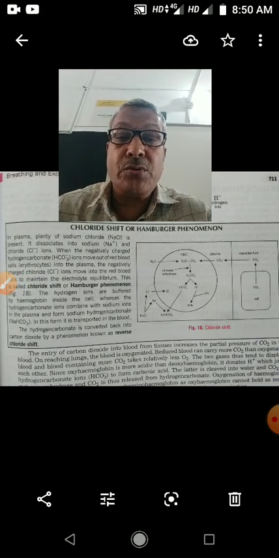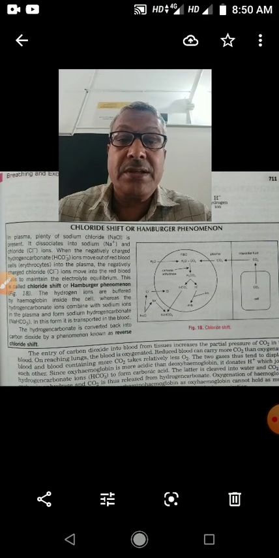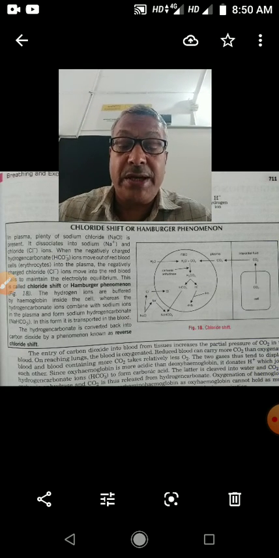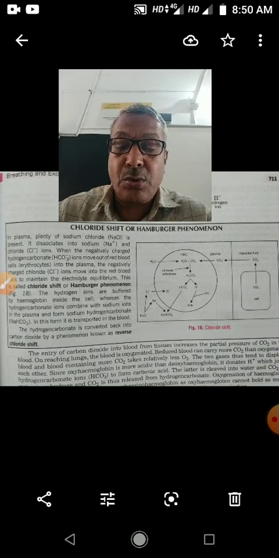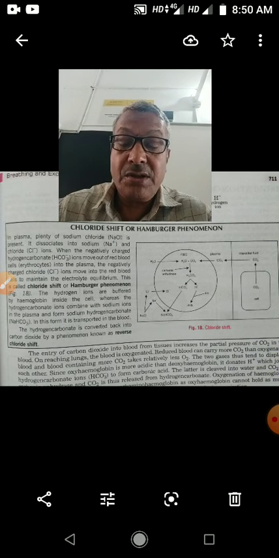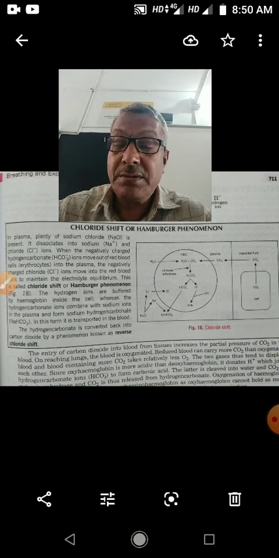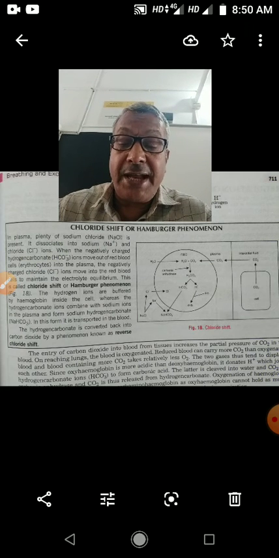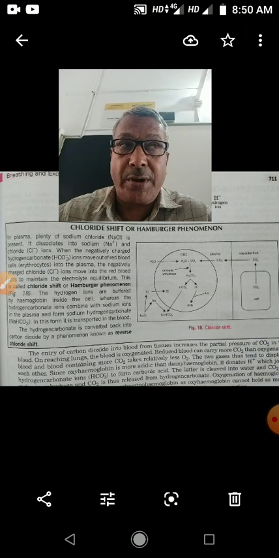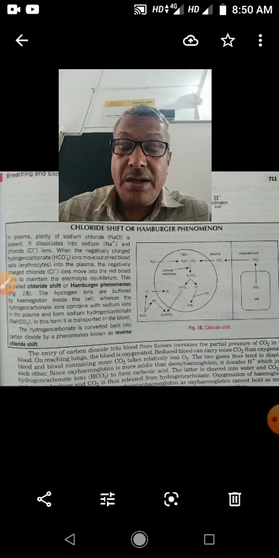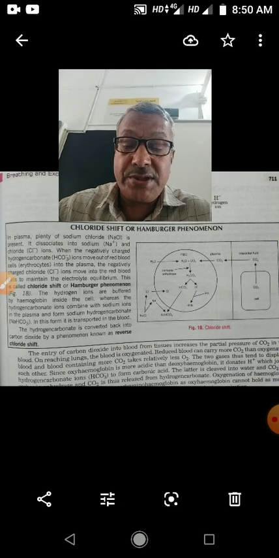Today you have to study chloride shift or Hamburger phenomena. So you have to know what is the chloride shift. Children, you know, in blood plasma, plenty of sodium chloride is present, and this sodium chloride dissociates to form sodium ion and chloride ion.